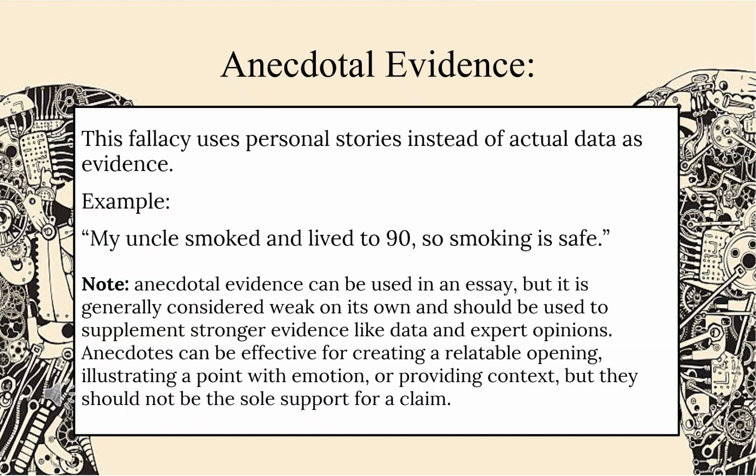Anecdotal evidence. This fallacy uses personal stories instead of actual data as evidence. For example, my uncle smoked and lived to 90, so smoking is safe. This person assumes that what's true for their uncle is true for everyone who smokes. Or they would have the person they're arguing against believe that what's true for their uncle is true for everyone because it makes their argument look better. The fact of the matter is, their uncle is the exception and not the rule.